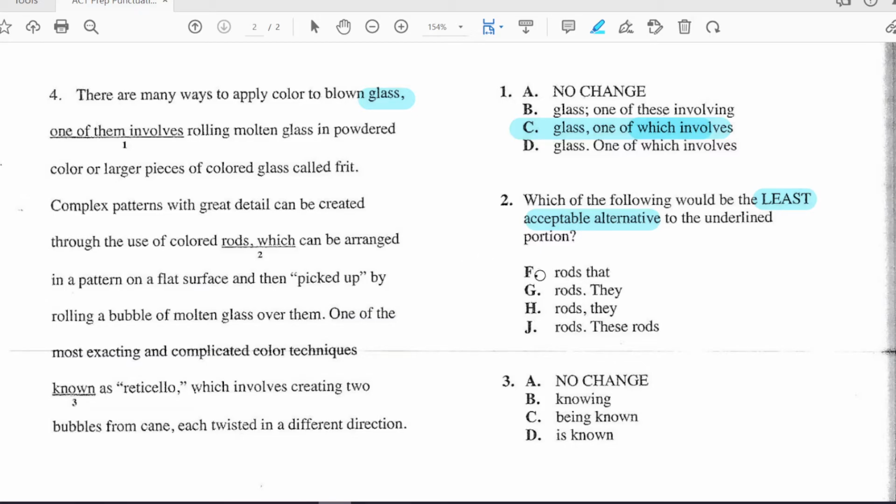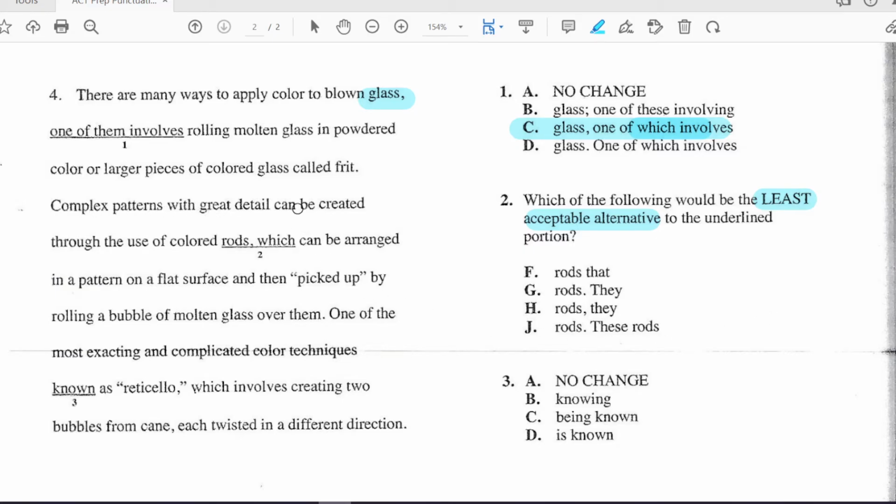So use of colored rods, that can be arranged. That's correct. We just determined that that does not need a comma, so that could work. So it's not the answer to our question. So use of colored rods, period, they can be arranged in a flat surface and then picked up. That does work. It's clunky, but it works. So it cannot be the answer to the least acceptable alternative. So colored rods, these rods can be, same thing. It's clunky, but it works.